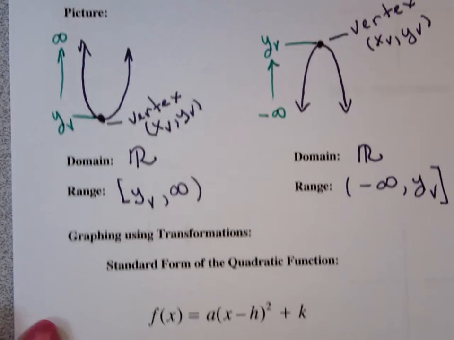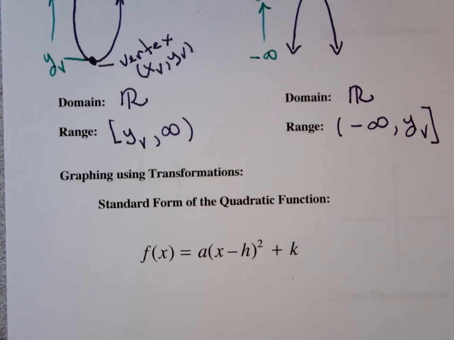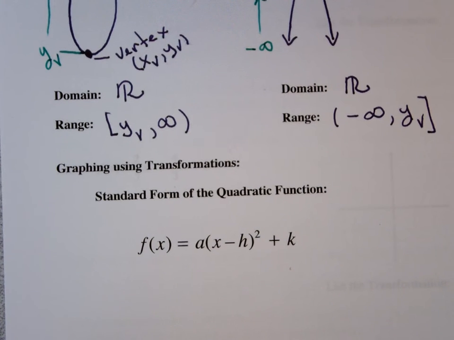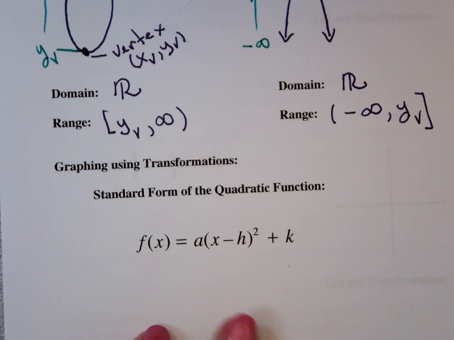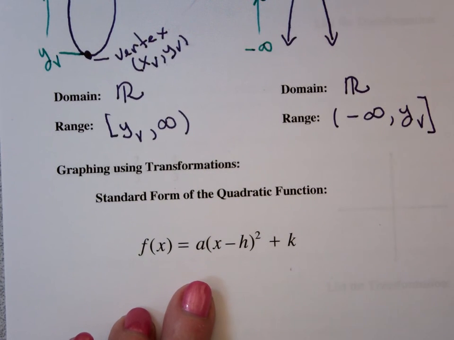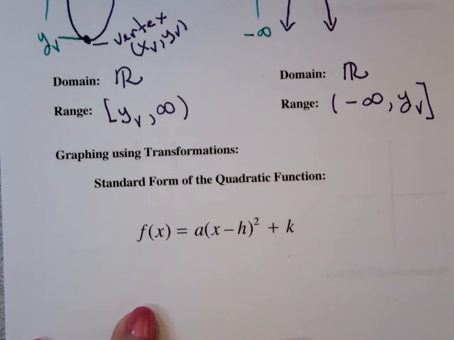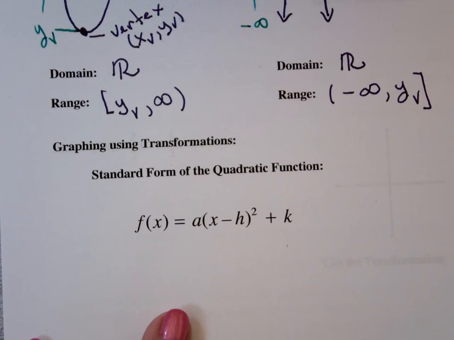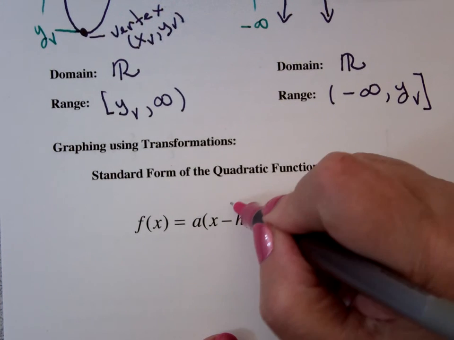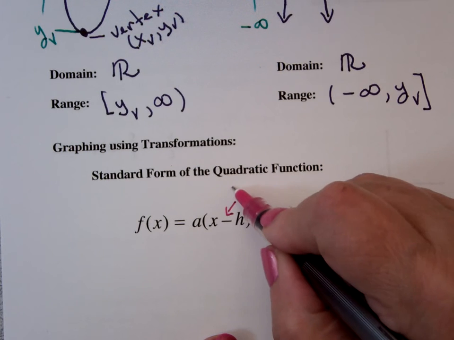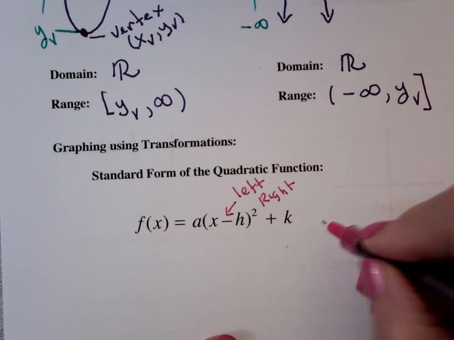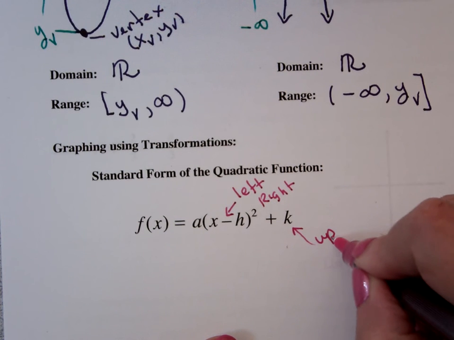Now, we've seen this form of the quadratic before. It's standard form. And this is really transformation form. And I've put it that way. And you notice that I have h, k. And if you look at this as being a transformation, I notice that this is where you're going to find left, right. This is where you're going to find up, down.